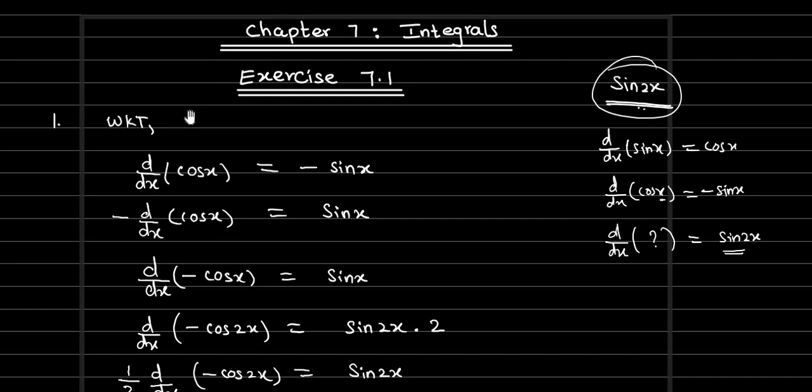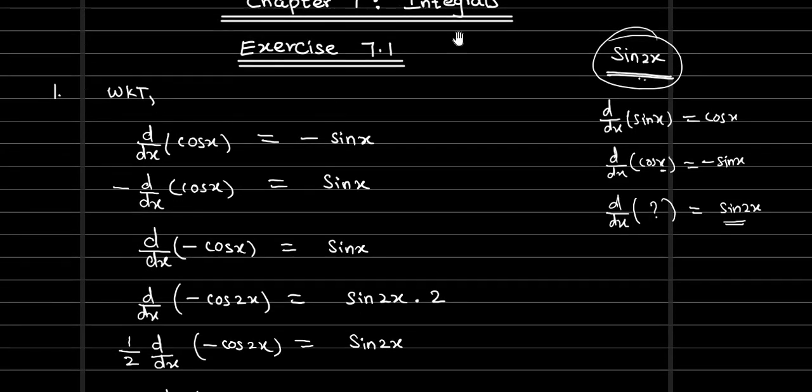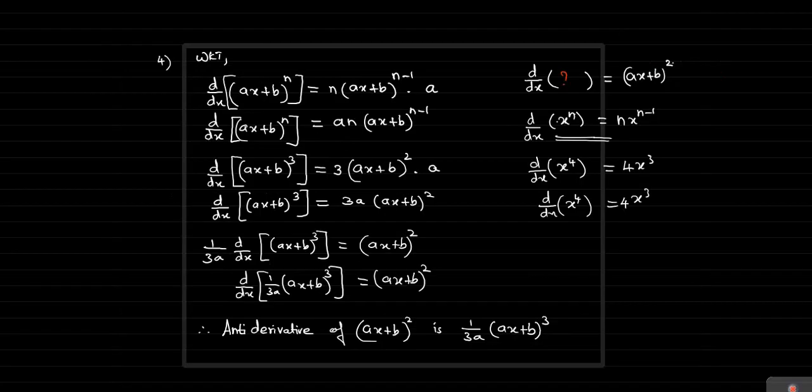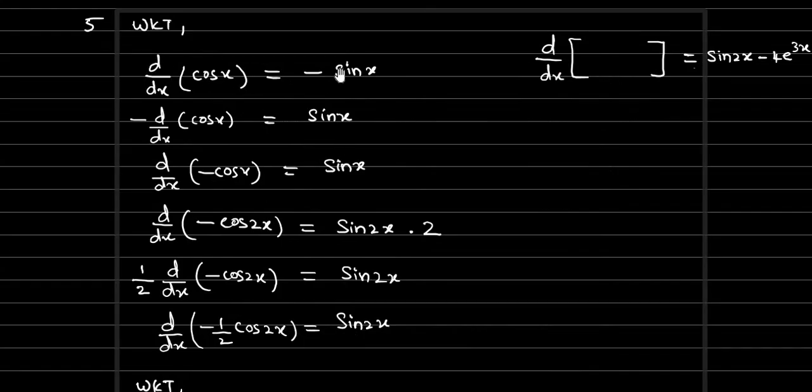In this video, we are going to see for CBSE Maths Grade 12 Standard Chapter 7 Integrals Exercise 7.1. In the last video, we have already seen the solutions for Exercise 7.1, first sum to fifth sum. So now we are going to see the solution for the sixth one.